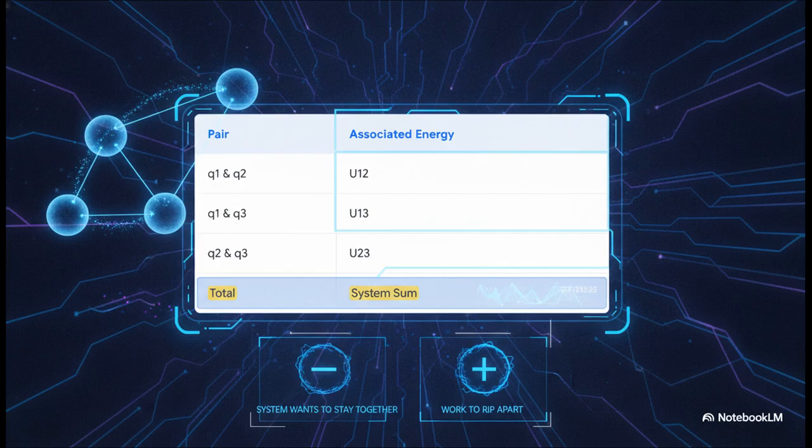Say you have an electric dipole, just 2 opposite charges. You just calculate the energy between those 2. But if you have 3 charges, say Q1, Q2, and Q3, you have to calculate the energy between 1 and 2, the energy between 1 and 3, and then the energy between 2 and 3. Add those 3 values up, and boom, you've got the total stored energy of your entire system. By the way, if that final result is a negative number, it actually means the system wants to stay together, and you'd have to put external work in just to rip it apart.